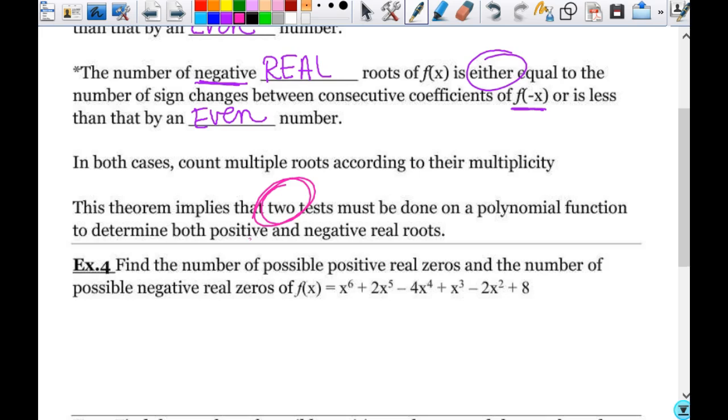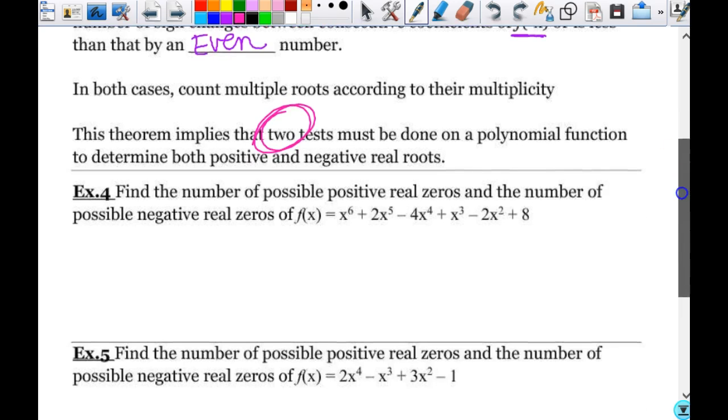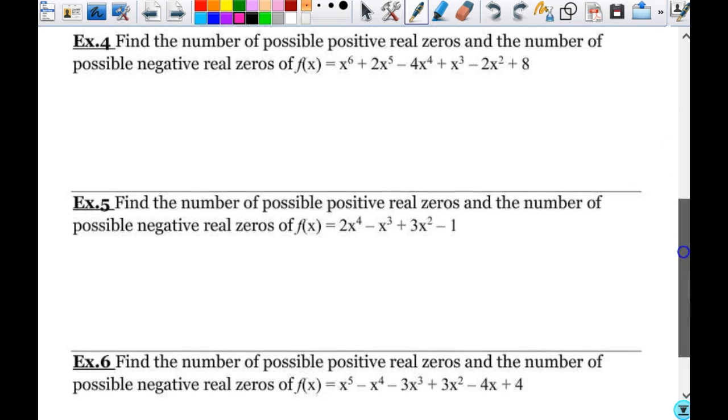Okay. And here's the key, is that it says in both, this theorem implies that 2 tests must be done on a polynomial function to determine both positive and negative. Because we have to look at f of x, which is what we're given, and then we also have to look at f of negative x, so we have to write down what that is so we can make sure we can look at it correctly. Okay? So here's what we're looking at. We've got this polynomial. I don't even care what the possible roots are here. We're just going to look at which ones are positive real and negative real. All right? So I'm going to have an answer for positive real and an answer for negative real.